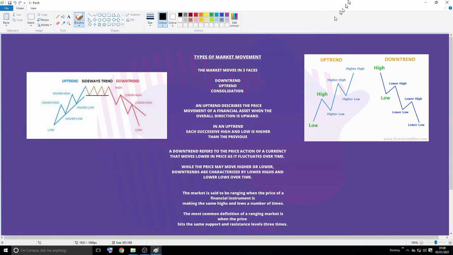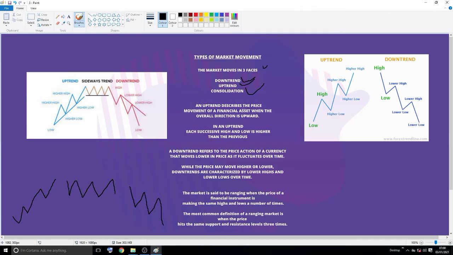So let me show you the three market phases. We have three market phases, and these phases are: we have a downtrend, we have an uptrend, we have a consolidation, which is also known as a ranging market. So these are the three market movements.